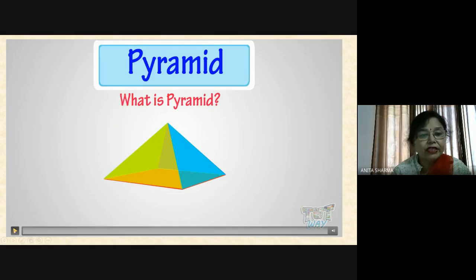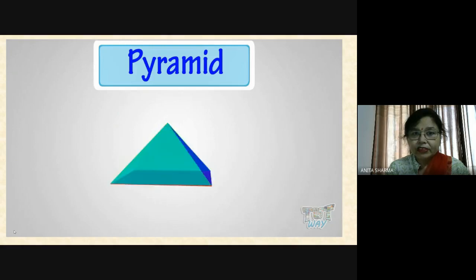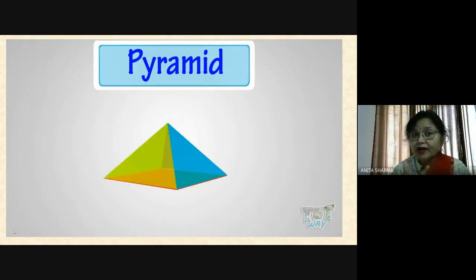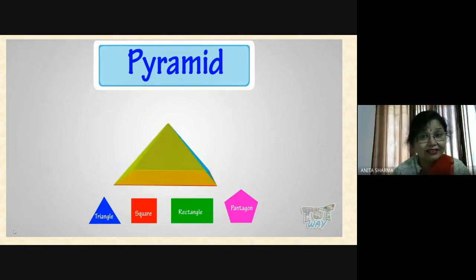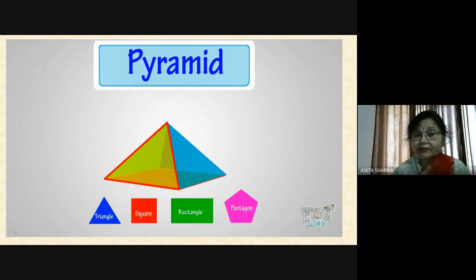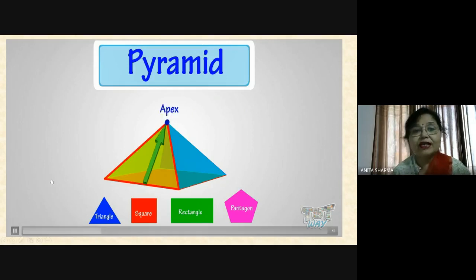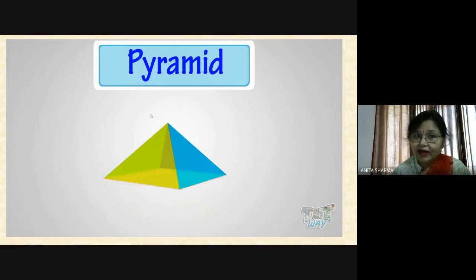So now understand it with animation. You will understand more. Just see, the side faces are all triangles, and the base end may be a square, a triangle, a rectangle, a pentagon or any other shape. But the side faces will be triangles. Just see here, in the case of prisms they are rectangles, but here they are triangles, and they converge at one point, and that point is known as the apex. Is it clear? I hope the things are clear.